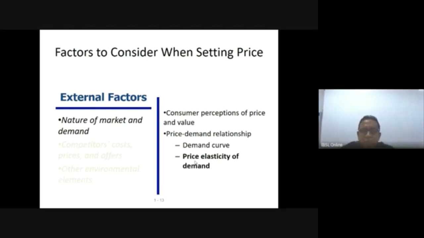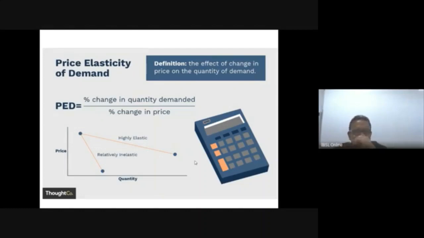And there's a thing called the price and demand relationship, which is also known as price elasticity of demand. So let's see what this price elasticity of demand is. Its definition is the effect of a change in price on the quantity of demand, calculated as the percentage change in quantity demanded divided by the change in price.